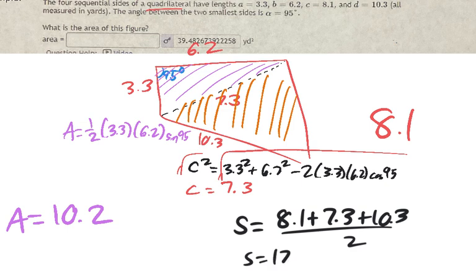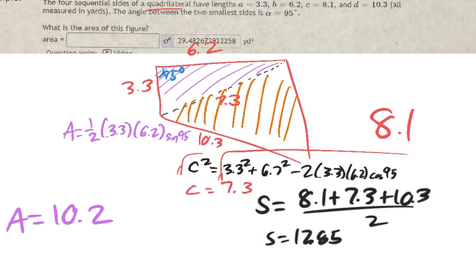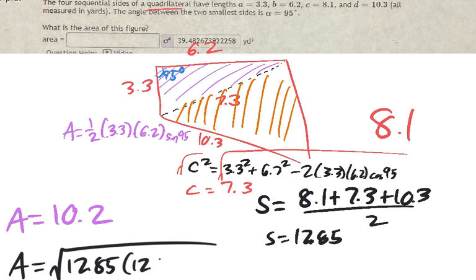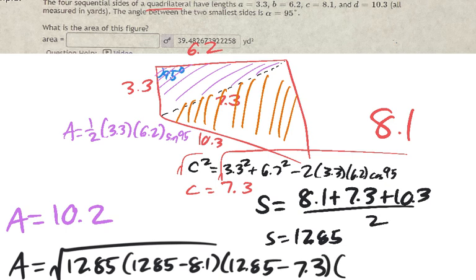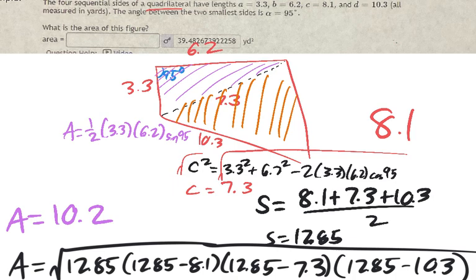So this is 12.85. And now we're going to use this value for S with our three known sides to plug into the formula. So A equals the square root of S times S minus a times S minus b times S minus c.